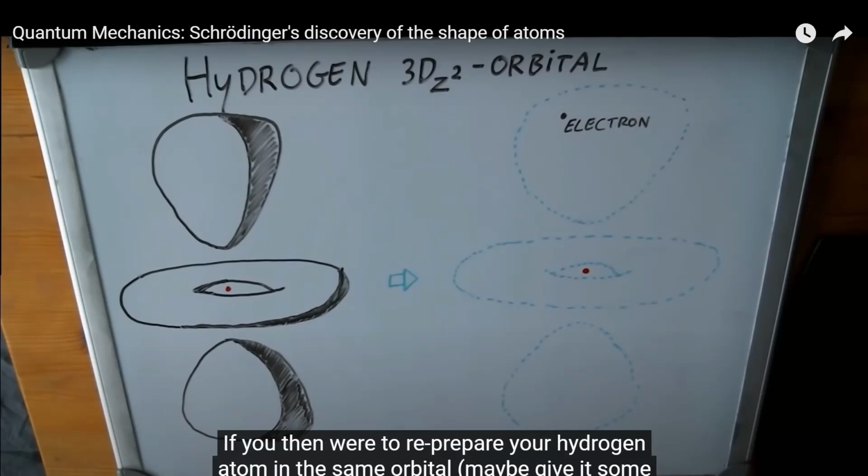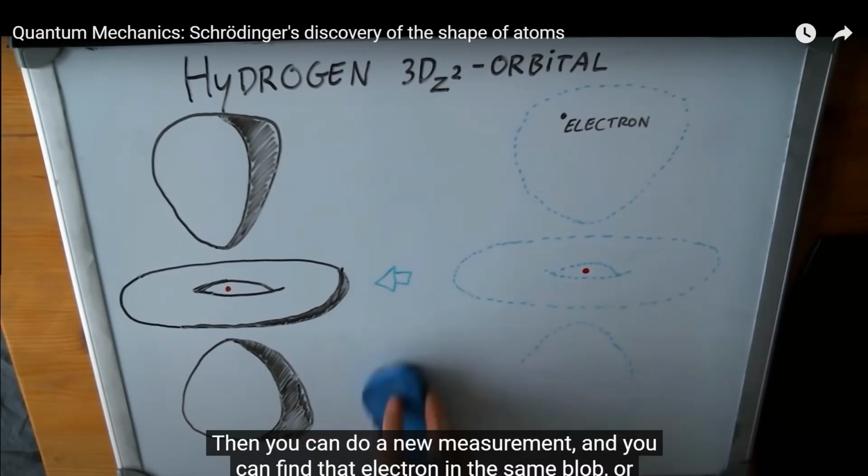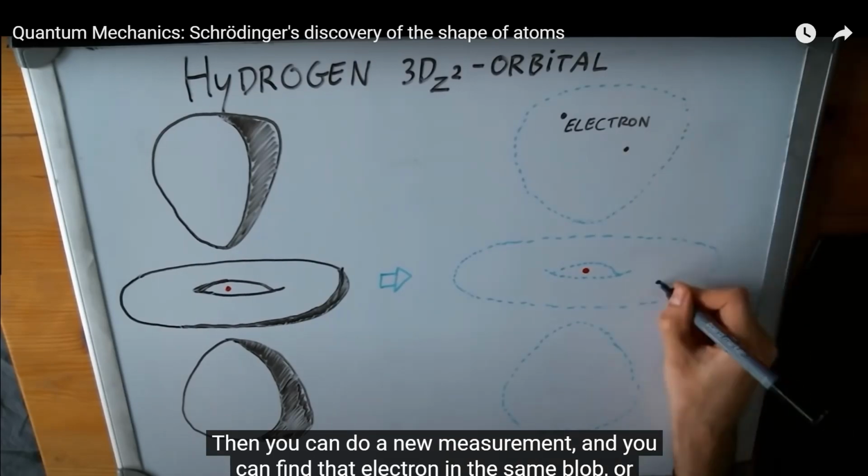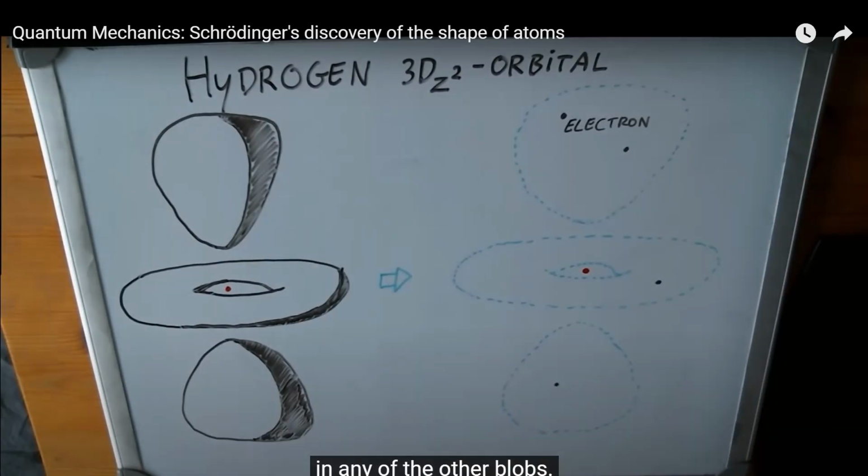If you then were to re-prepare your hydrogen atom in the same orbital, maybe give it some new energy, then you can do a new measurement, and you can find that electron in the same blob, or in any of the other blobs. Okay, so the next time you measure it, the next time you interact with it, it goes from being the blobby shape to maybe being here instead. Okay, it becomes the blobby shape again. You measure it again. Oh, now it's here. Becomes the blobby shape. Oh, now we measure it again. Now it's here. And you can do this over and over and over again.